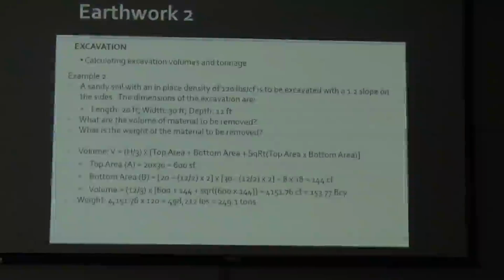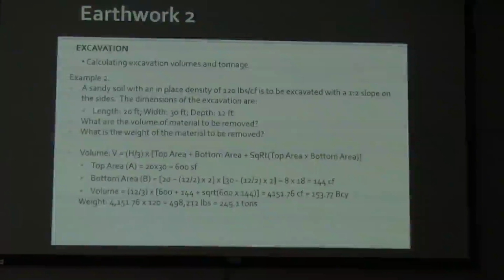Again, this is just using the previous formula that we had looked at, h over 3 times the top area plus the bottom area times the square root of the top area times the bottom area. Then the weight would be just the density in pounds per cubic foot times the cubic feet, and then we convert that to tons.